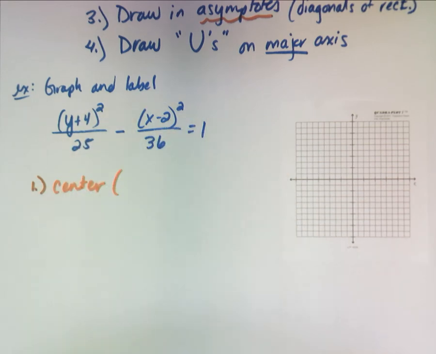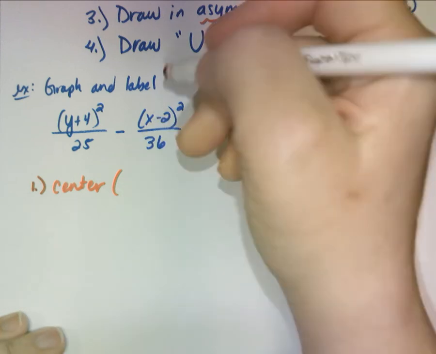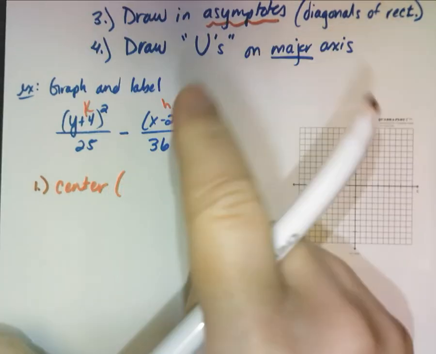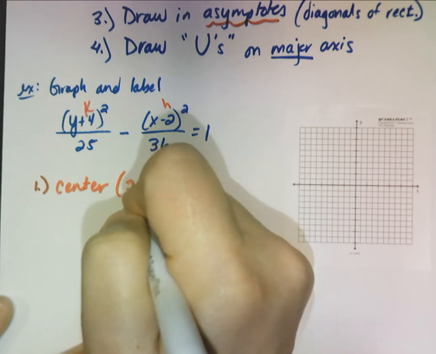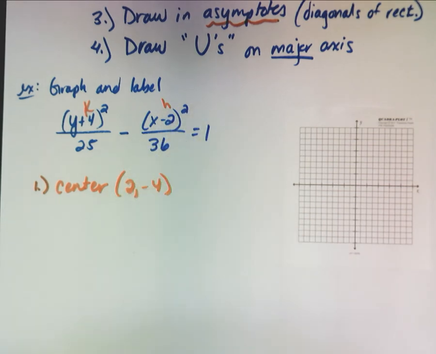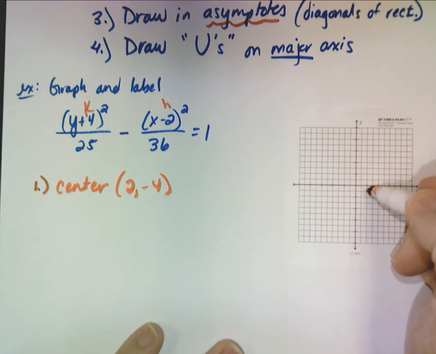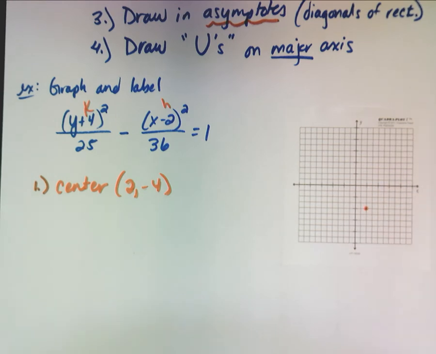Remember, the center is (h, k). H is always with the x. K is always with the y. So change their signs: (2, -4). Now you can put a dot right now at (2, -4). Might as well. Right there.